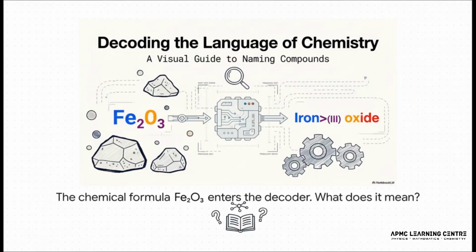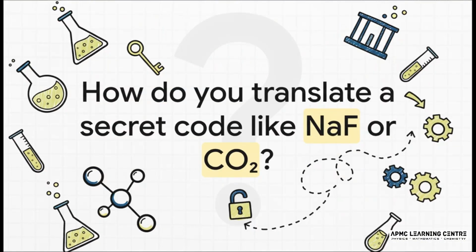Okay, let's just jump right in with a classic chemical mystery. You see something like Fe2O3. Now, we know the letters stand for elements, right? Iron and oxygen. But what about those little numbers? What do they mean? And how do we go from this code to a name we can actually say out loud? Well, it turns out it doesn't matter if you're looking at something simple like NaF or something you see every day like CO2. The whole translation process always kicks off with one single, incredibly powerful question.